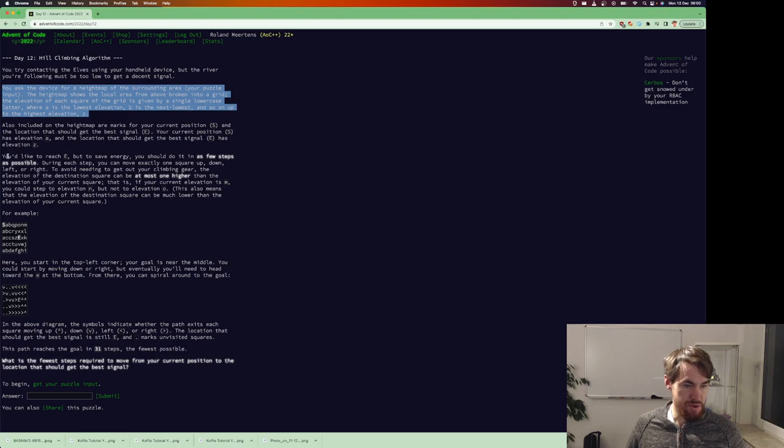We should do it in as few steps as possible. During each step, you can move exactly one square up, down, left, or right. The elevation of the destination square can be at most one higher than the elevation of your current square. If your current elevation is m, you could step to elevation n, but not to elevation o. So in this case, we can go to A, B, C, D, E, F, G, H, I, K, L, M, N, O, P, Q, R, S, U, V, W, X, Y, Z, go.